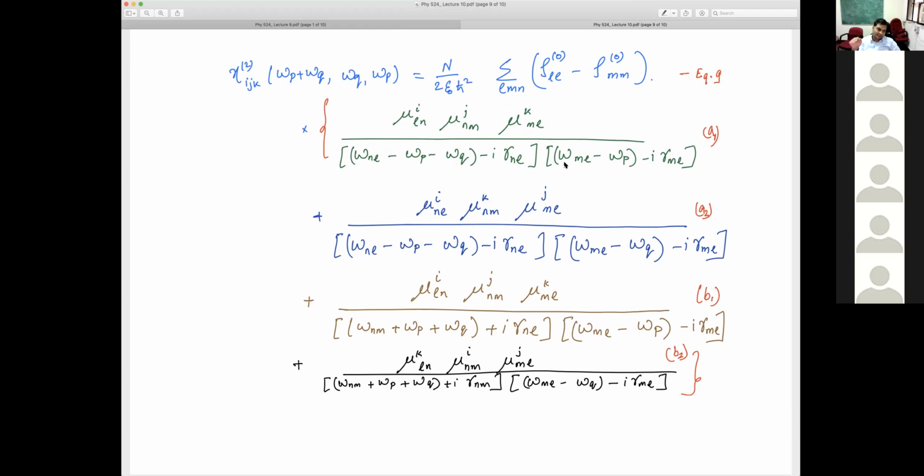So I start with level n, and there's a level m in between, and level n at top. So I go from n to m with the omega p or omega q. So this process will become resonant, omega ml minus omega p. So I jump from l to m with the omega p, and then I jump from m to n with the omega q. That will make this term resonant, right? So this term will dominate.